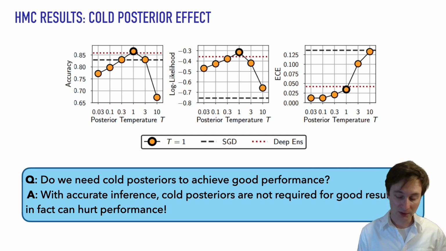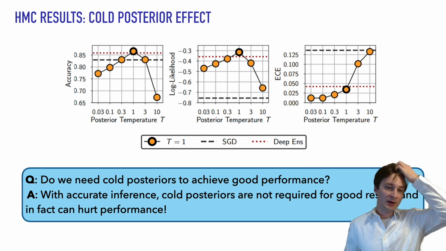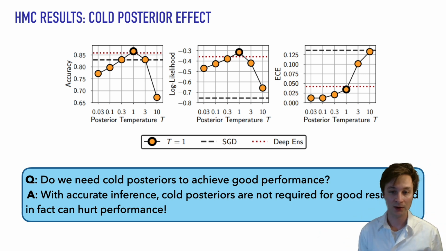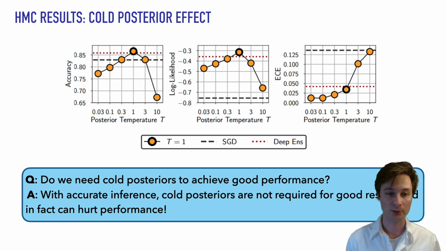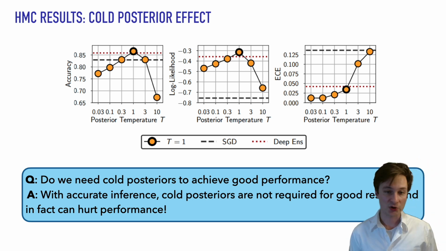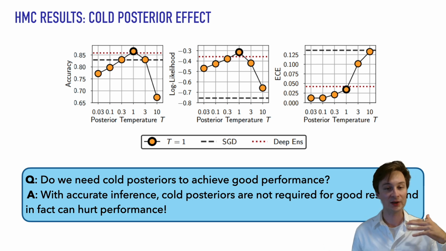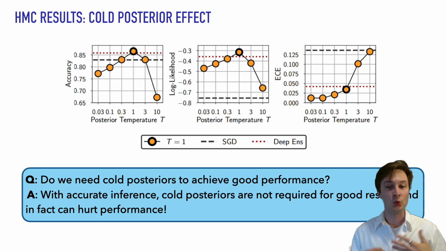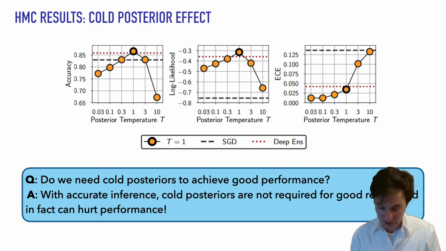But what we find is that in our setting, if we do the Bayesian inference very carefully with Hamiltonian Monte Carlo, we don't see this cold posterior effect. Actually, at temperature 1, we get the best performance, and by lowering the temperature we actually get worse results. This is quite interesting, and it says that at least within our setting, fundamentally there is no issue with Bayesian inference. Bayesian inference is just working well.